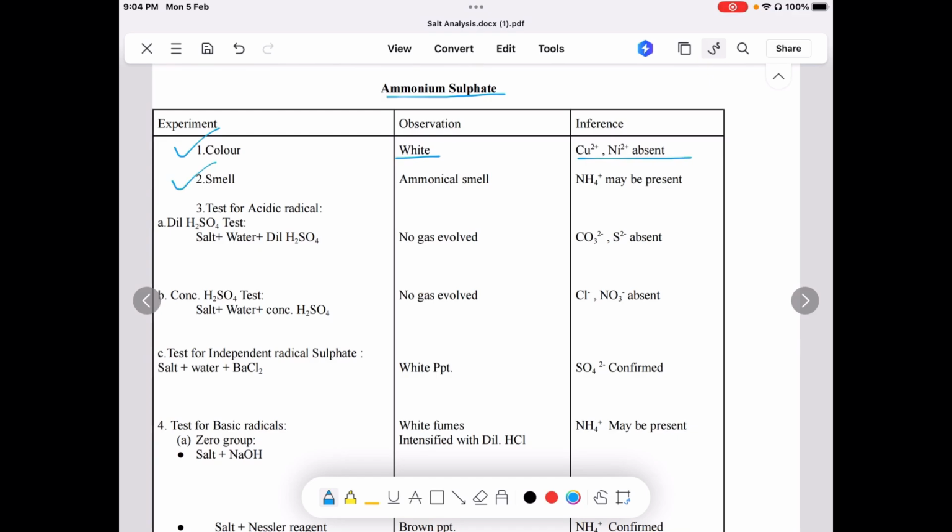Then the second step, smell. As we are having ammonium sulfate, so ammonical smell is there. It means ammonium may be. We don't write here ammonium is confirmed. We simply write ammonium may be present.